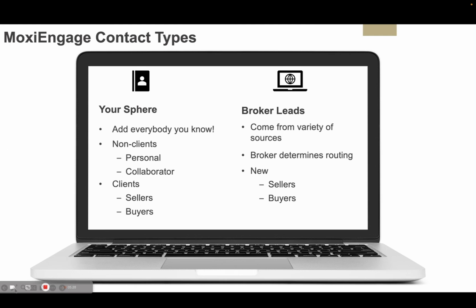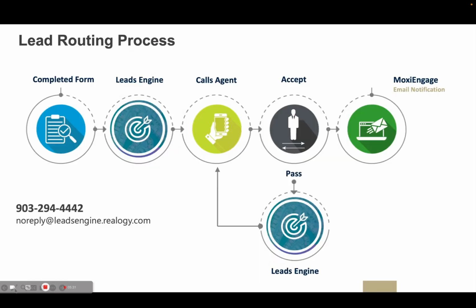Let's walk through the process for how broker leads get to you. With company-generated or broker leads, it starts with a consumer making a request for information. The request is received in Leads Engine, the company's lead routing tool. Based on routing rules set up by your broker, the lead is offered to an affiliated agent. As the agent, you can accept the lead or pass. If you accept, the lead and additional information about the lead will be entered into your MoxiEngage account. And you'll also get an email with the information. If you pass on the lead, it will go to the next affiliated agent in the rotation.